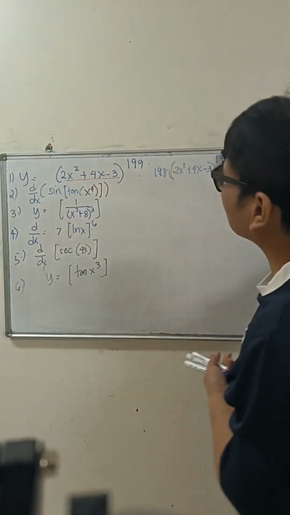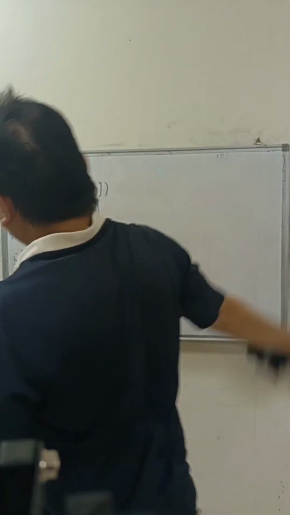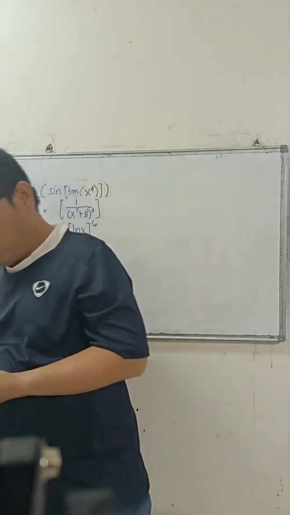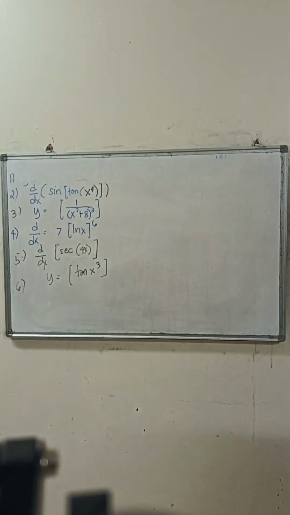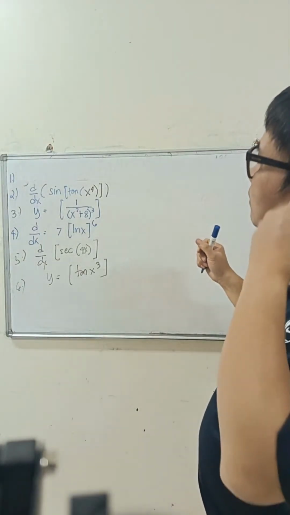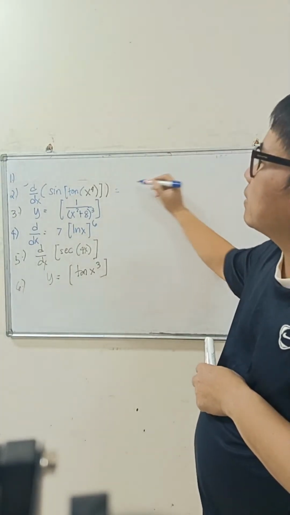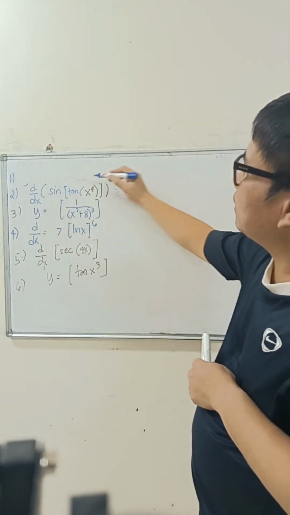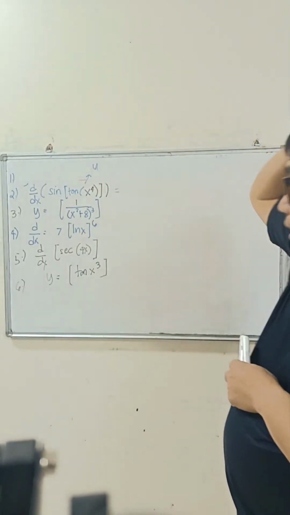Number 2. Trigonometric functions again. We feel differently about these because they're not the usual. So d over dx of sine of tangent of x to the 4th. This is your u expression. You get the point.